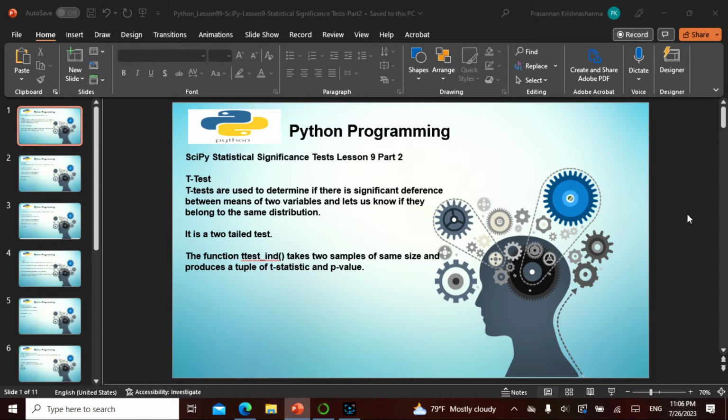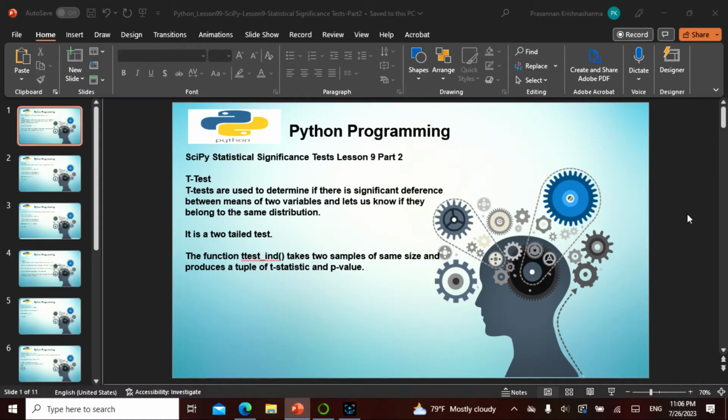Having said that, let's see today's lecture. What is a t-test? T-tests are used to determine if there is a significant difference between the means of two variables, and let us know if they belong to the same distribution. A distribution is, say, suppose there is a particular group: the distribution of top rank students, failures, low rank students. The mean itself is more or less like an average. So the t-test allows us to find the difference between the means of two variables and know whether they belong to the same distribution, whether it belongs to this particular group.